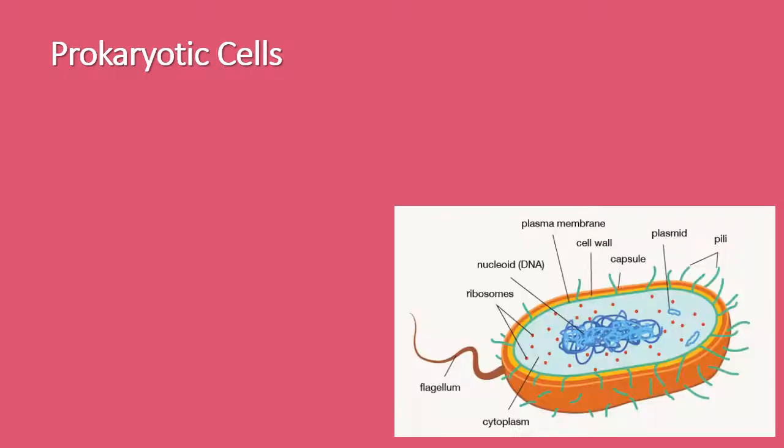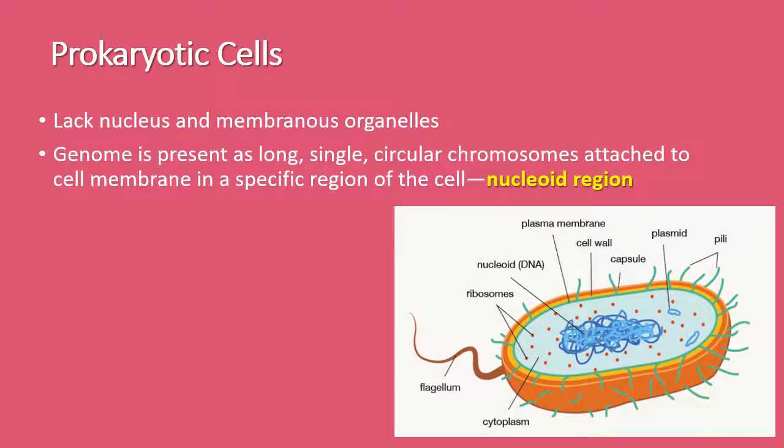Okay, so in contrast, prokaryotic cells are a lot simpler. They don't have a nucleus. They don't have any of those membranous organelles. Their DNA is attached to the cell membrane, and so it sticks to a particular region of the cell, and that region is called the nucleoid region, and it's pictured here in the picture. But the nucleoid region is just a designated region. It's not like the nucleus where it's a structure.